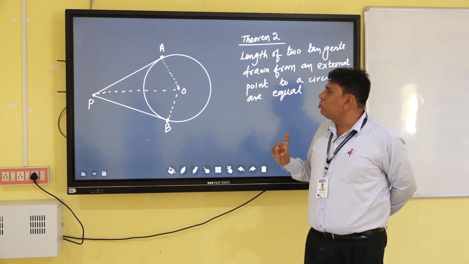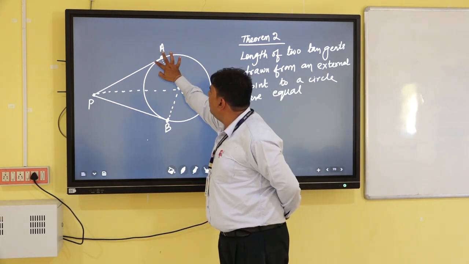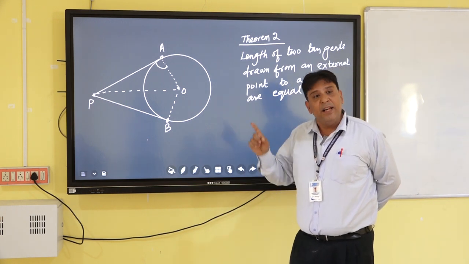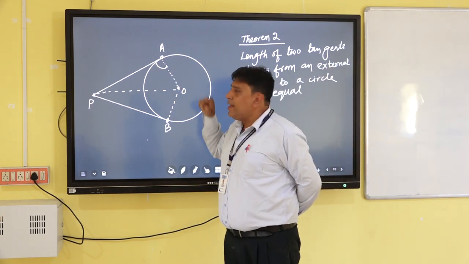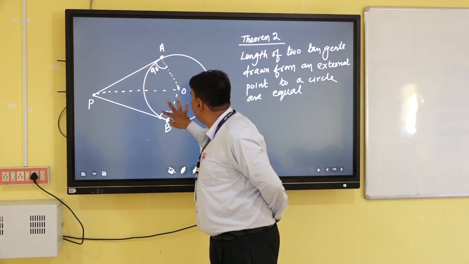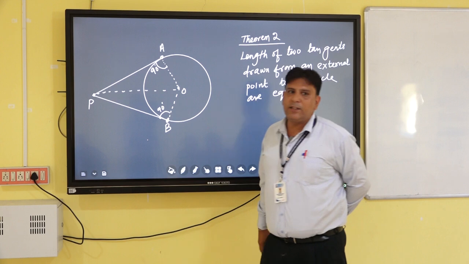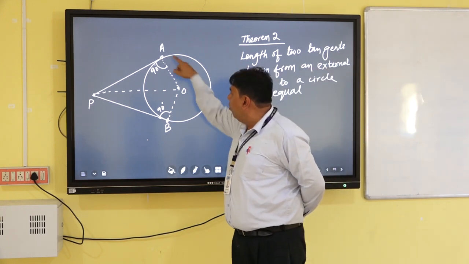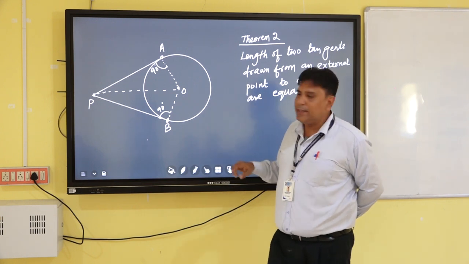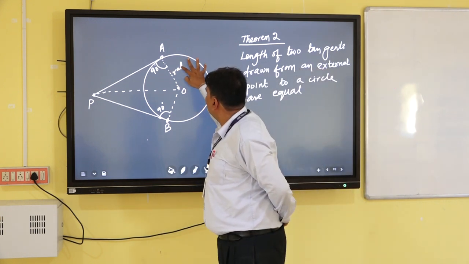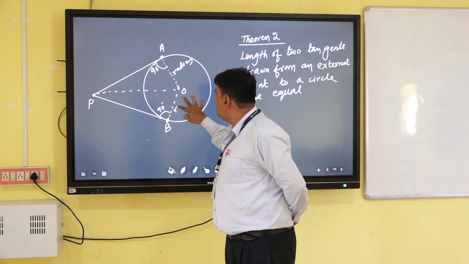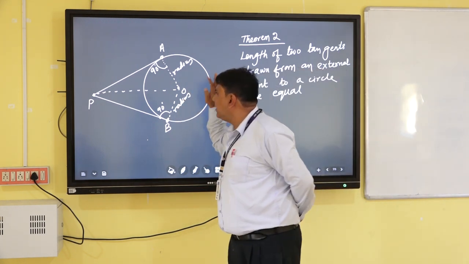My first question to you is, who can tell me how much is angle OAP? I have said in the first theorem that tangent and radius are perpendicular. So this angle will be 90 degrees and this angle will also be 90 degrees. Yes or no? Similarly, OA distance will be called the radius, and OB distance can also be called the radius.